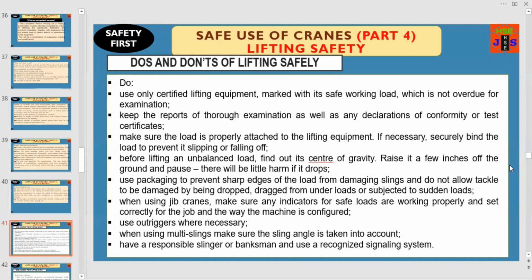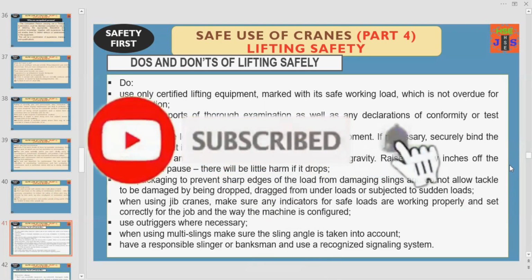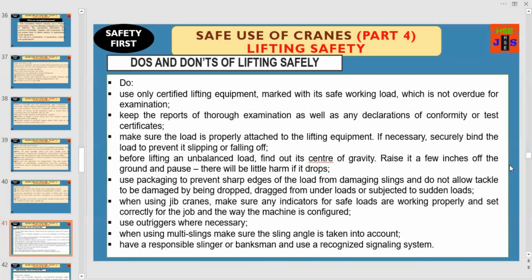Use packaging material to prevent sharp edges of the load from damaging slings, and don't allow tackles to be damaged by being dropped, dragged from under loads, or subjected to sudden loads. When using jib cranes, make sure any indicators for safe loads are working properly and set correctly for the job and the way the machine is configured. Use outriggers where necessary. When using multi-slings, make sure the sling angle is taken into account.